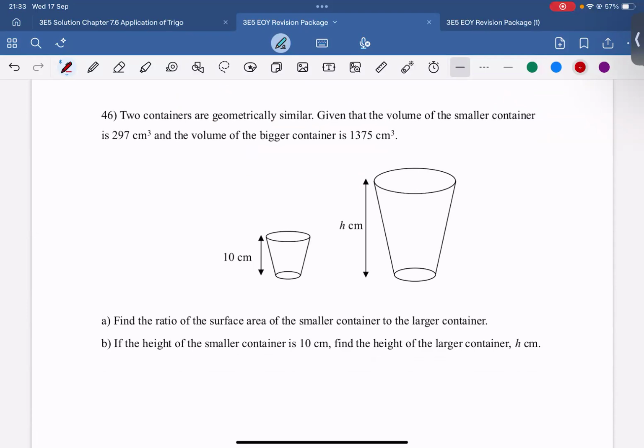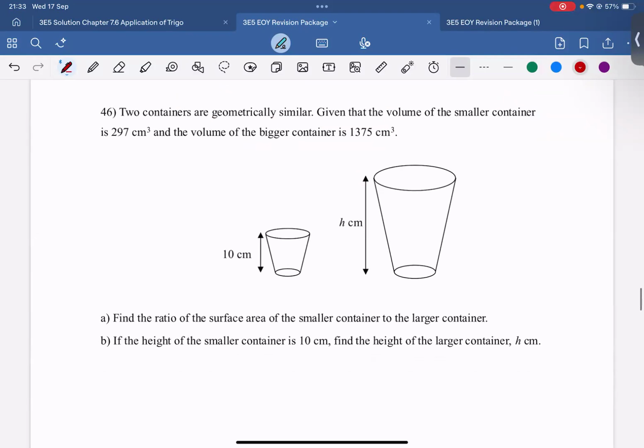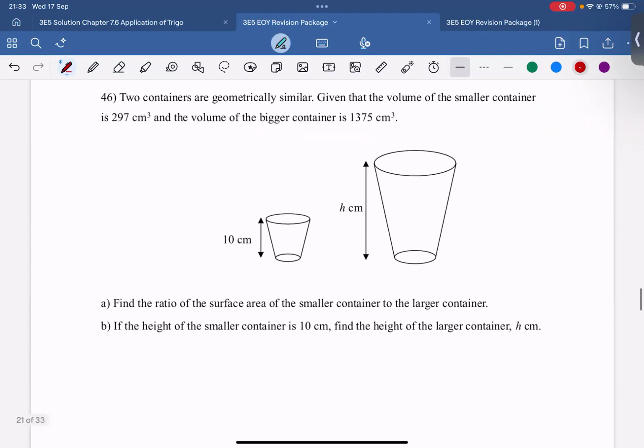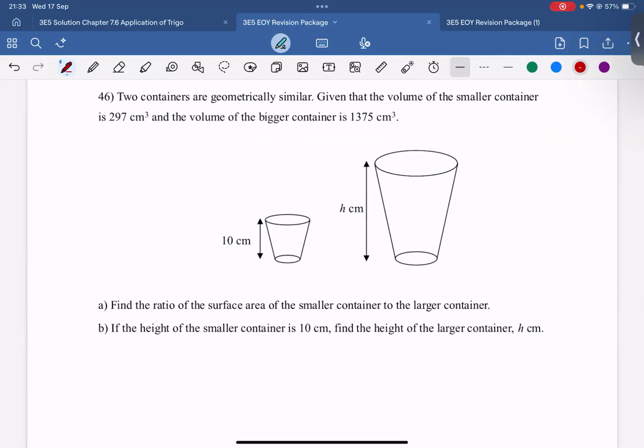Okay, geometrically similar. In O level, very important chapter. Two containers are geometrically similar, given that the volume of the small one is this, big one is this. Find the ratio of the surface area. So small is to big. This is the ratio of the volume. It is 297 is to 1375.